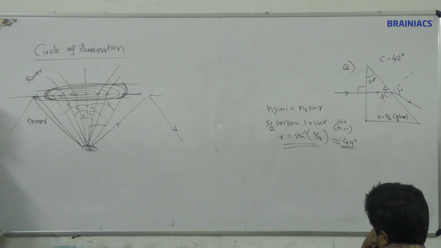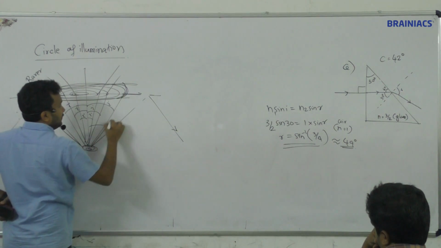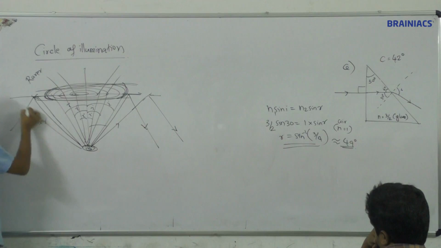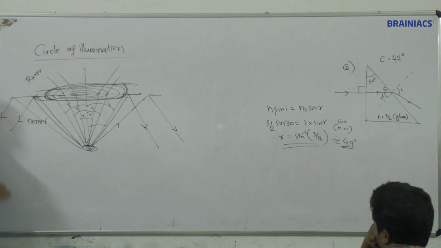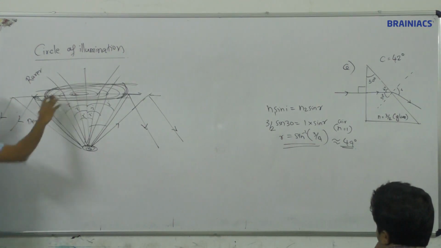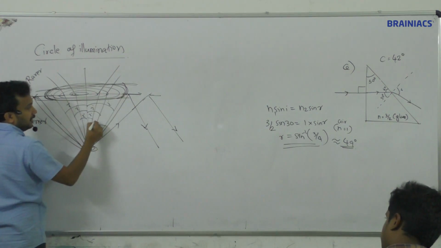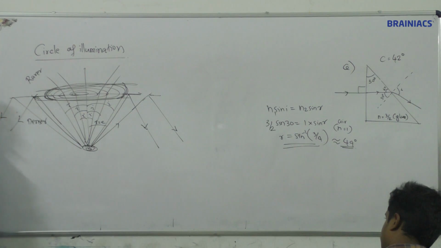Okay, this is the critical angle. The next ray will reflect like this. So for all other higher values, it will undergo reflection. But here only you can see the light. Now this is the border. At the border line, the angle of incidence equals the critical angle.